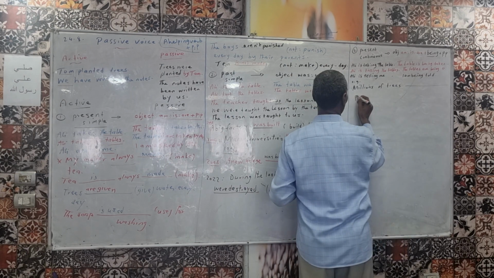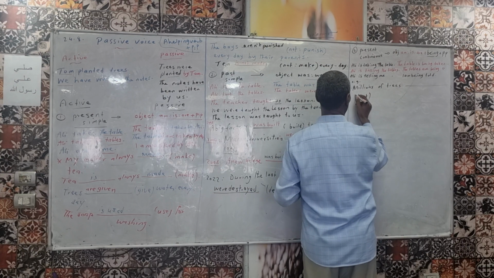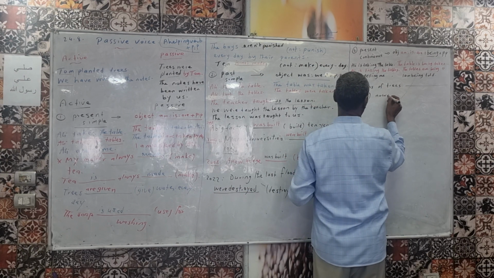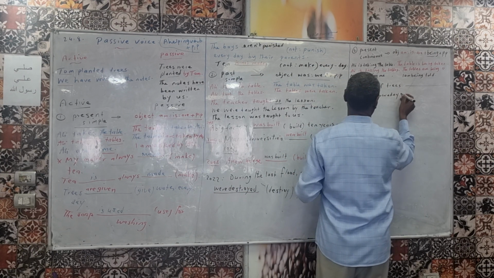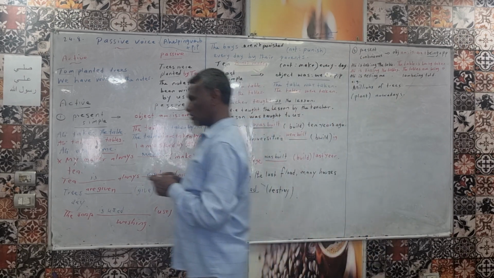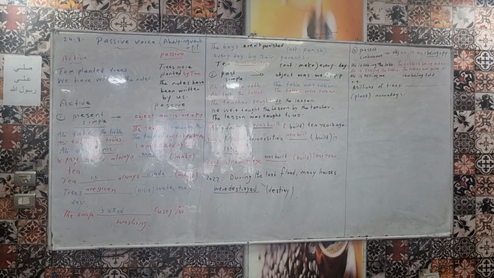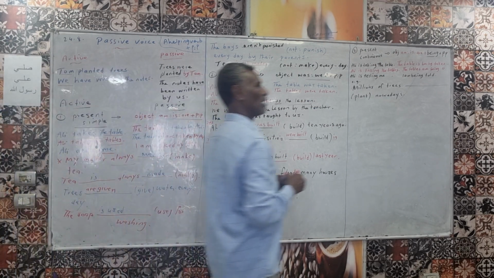Plant nowadays. Millions of trees plant nowadays. Is it an active voice or passive voice? Passive voice. We say millions of trees are being planted.